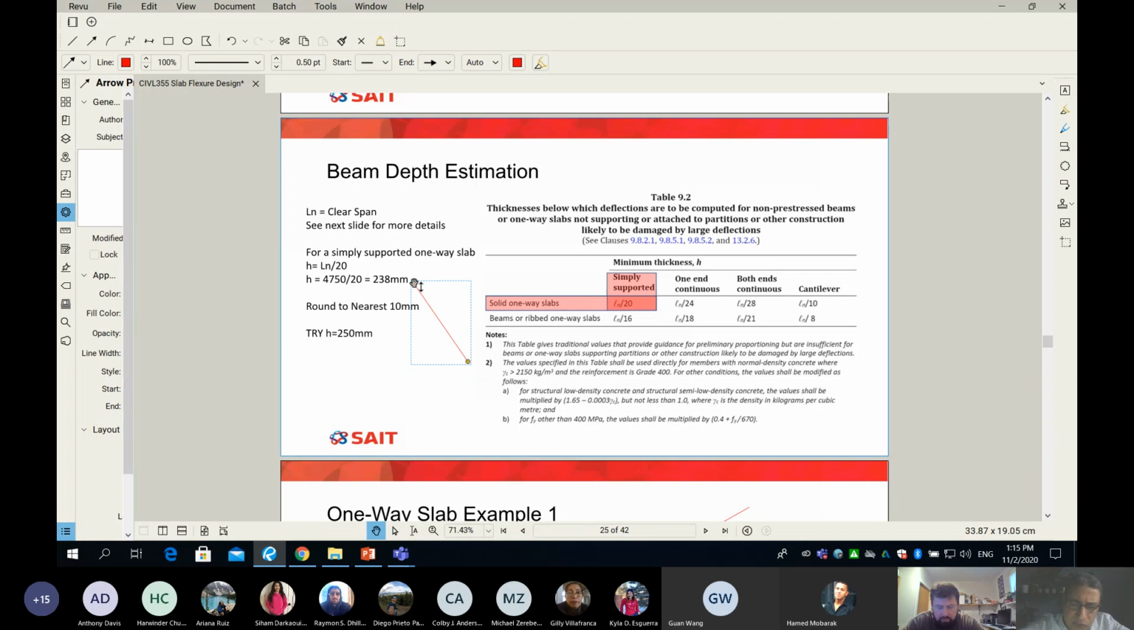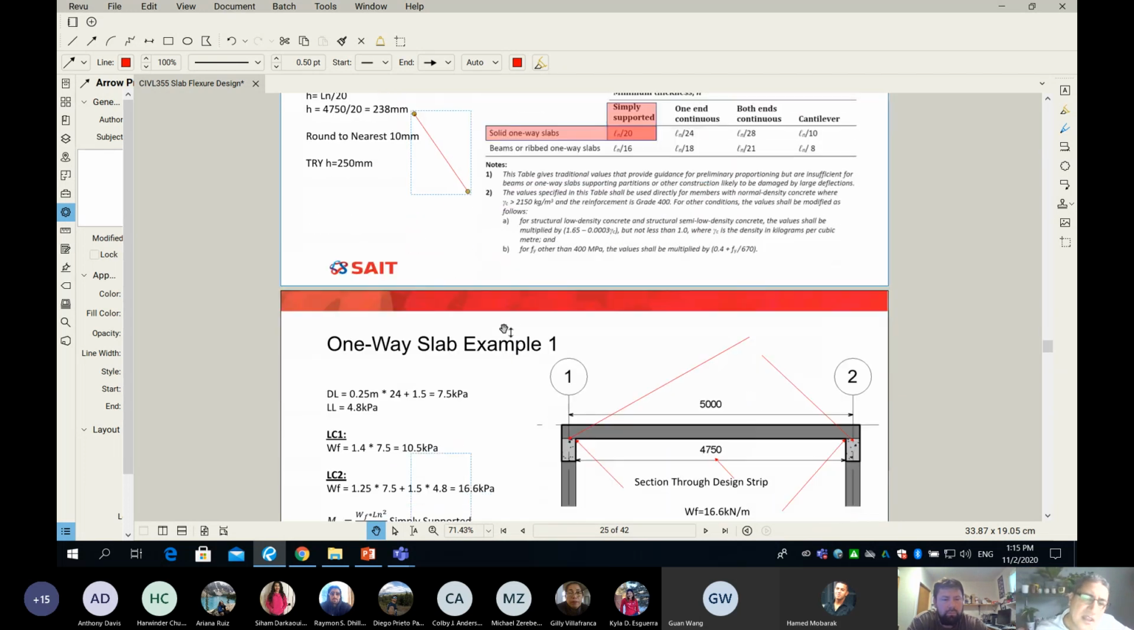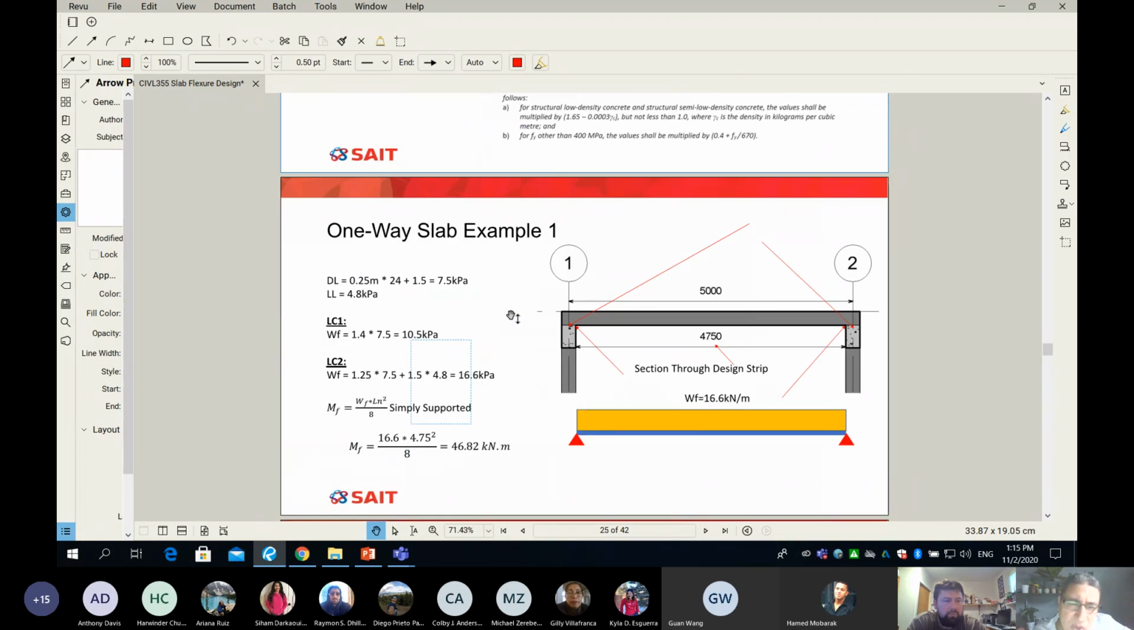But I'm telling you, if this is not the case, when engineers design a high-rise building, they look at the minimum thickness of the slab so they can save on footing, foundation design, and seismic design. Hopefully, this is clear. Now, once you know the thickness of the slab, then you can start estimating loads.